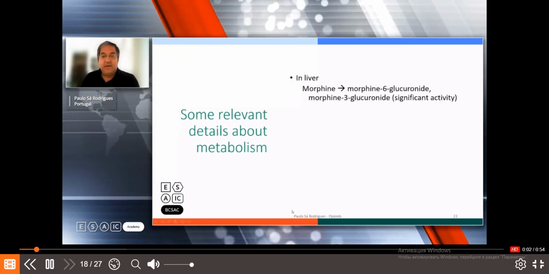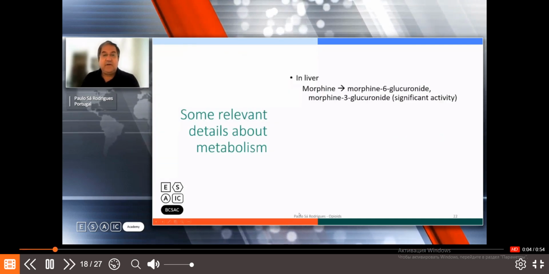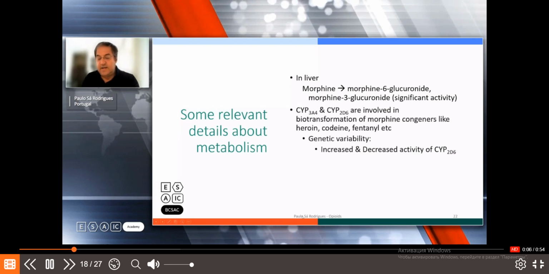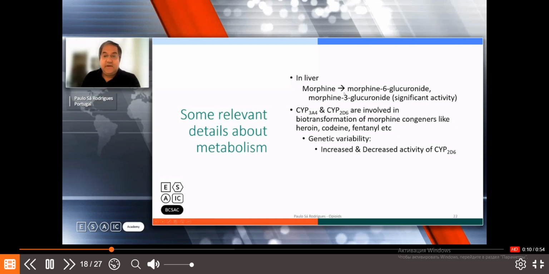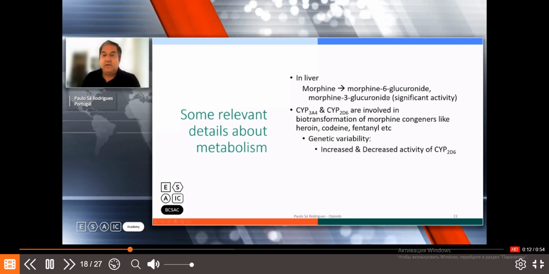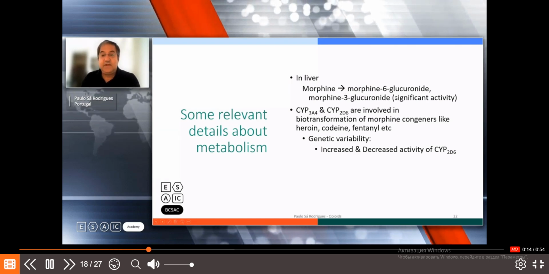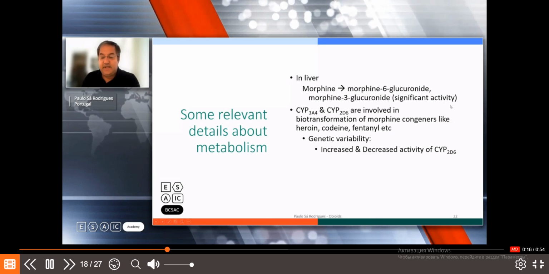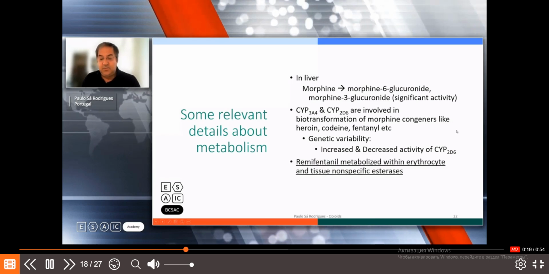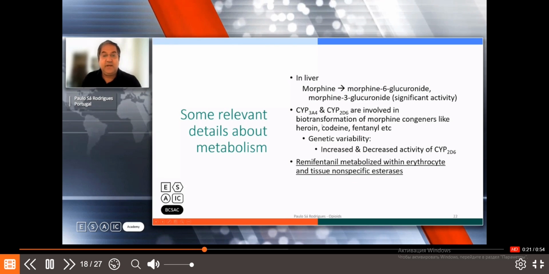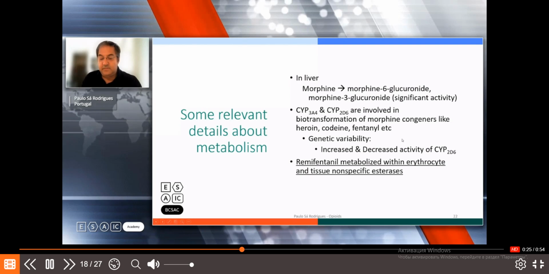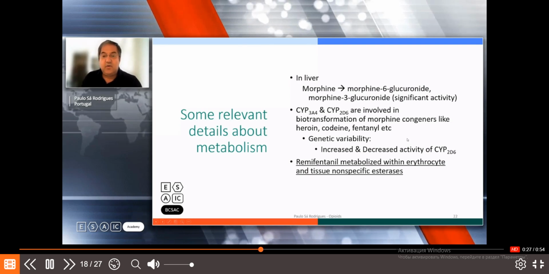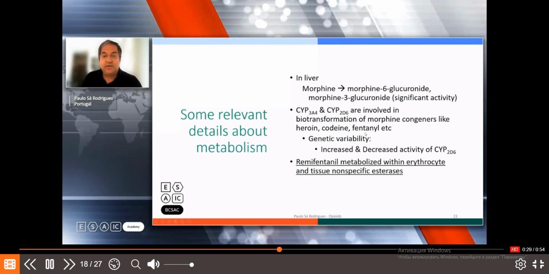Regarding the metabolism, most of the opioids are metabolized in the liver. Morphine, for instance, is metabolized into several different metabolites which still have significant activity, mainly by the cytochrome P3A4 and P2D6, involved in biotransformation of morphine congeners like heroin, codeine, and fentanyl.